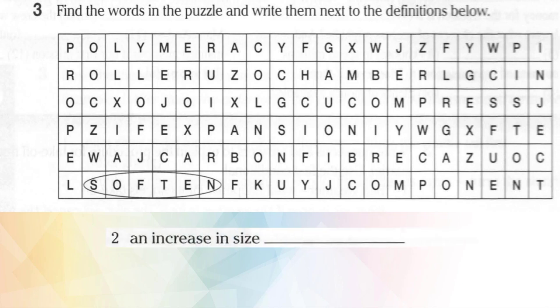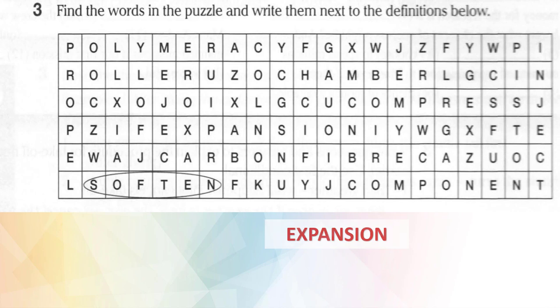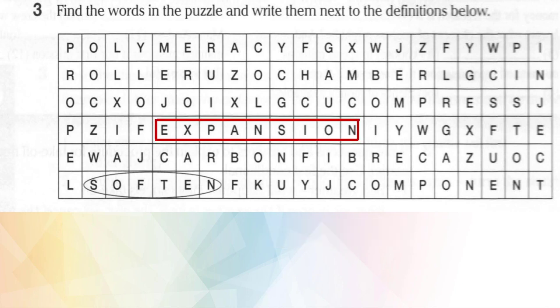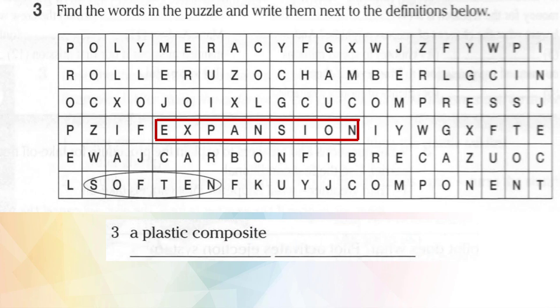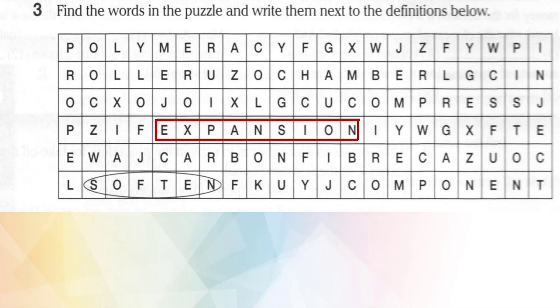Number 2, an increase in size. What is this? What do we call this? We call this expansion. Can you find expansion? Yes, here, expansion. Good. Number 3, a plastic composite. It's carbon fiber, as we studied in the unit. Can you find carbon fiber? Good, here, carbon fiber. Good.